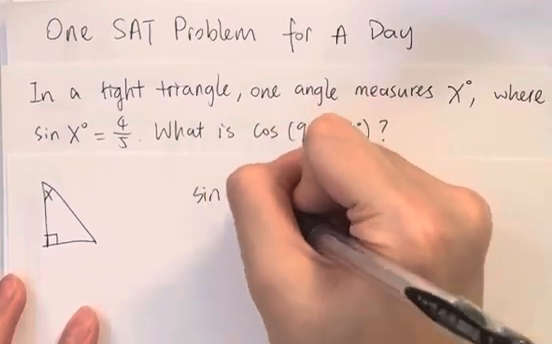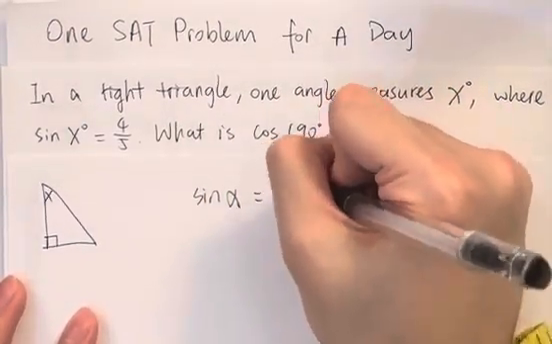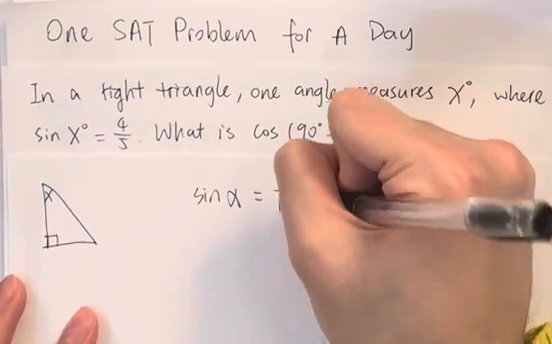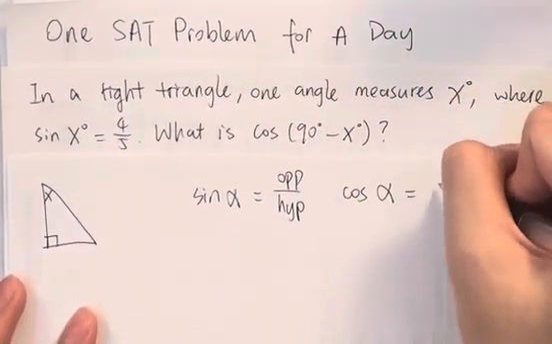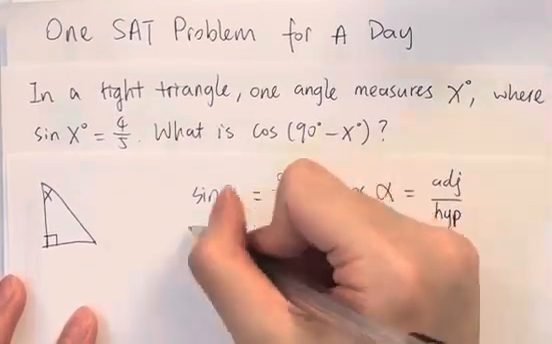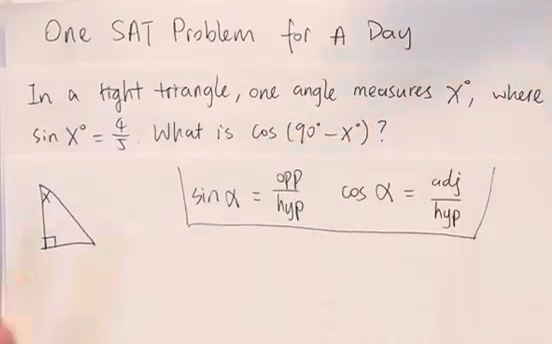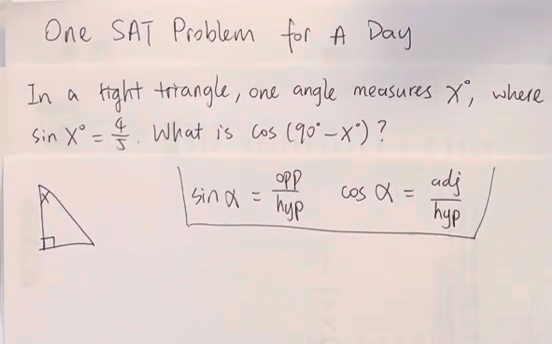The sine of an angle is always the opposite over the hypotenuse, and the cosine of an angle is adjacent over hypotenuse. Okay, so always remember these two rules. These are the most common and universal rules that we're going to be dealing with a lot in trigonometry questions.